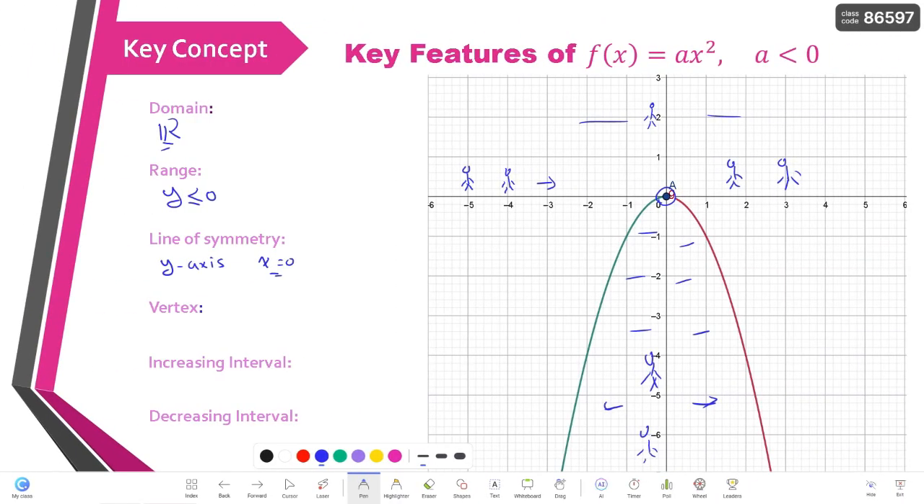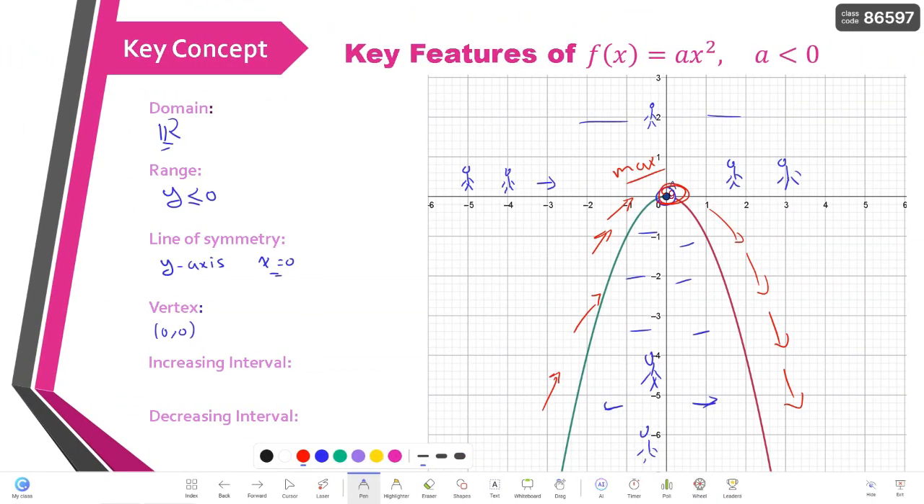So the vertex, we're still talking about the same vertex, which is the origin point 0 and 0, but in this case, instead of having the minimum value, we have the maximum value. Why? Because the graph goes up here in this section, in the green part, goes up, goes up, goes up until we reach 0 and 0. So this is our highest point, or the maximum point. So the maximum value in this case would be 0, and from this point the graph goes down again, or is decreasing again.